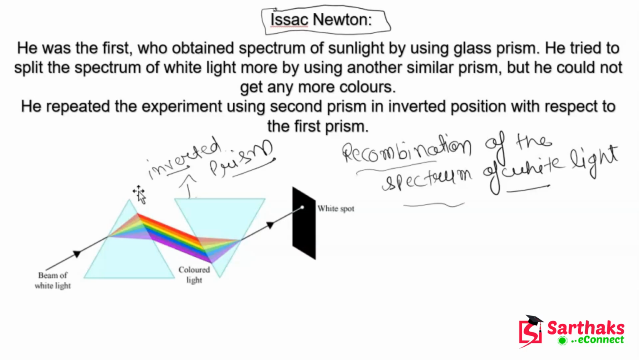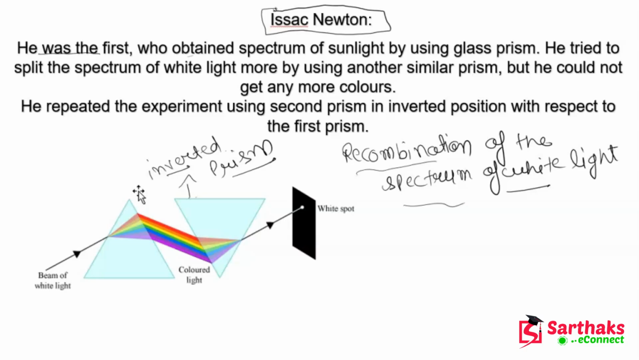This gave Newton the idea that light has 7 colors, because when it passed through one prism it split, and when it was passed through the inverted prism, it recombined and gave white light. I hope guys this is clear to you. Okay, so after understanding this, let's read this theory.